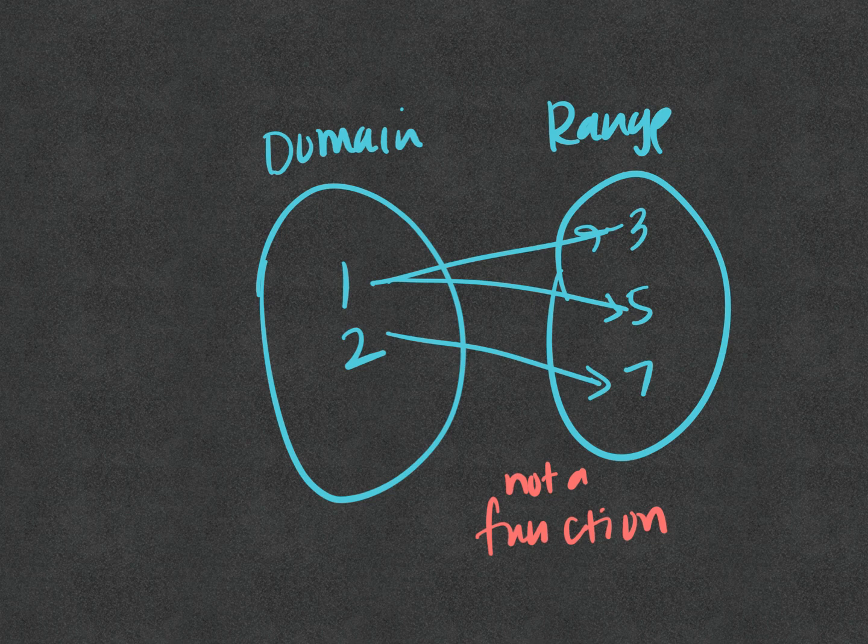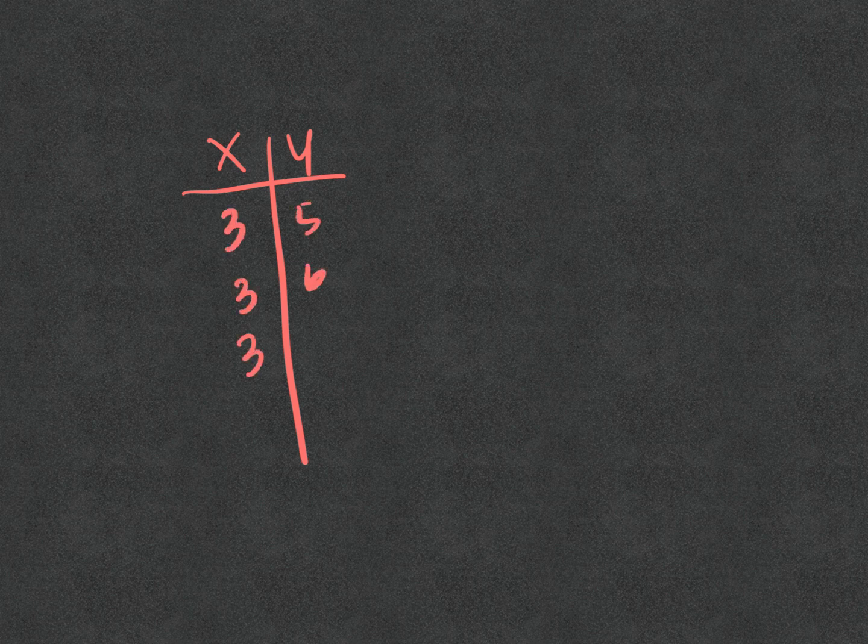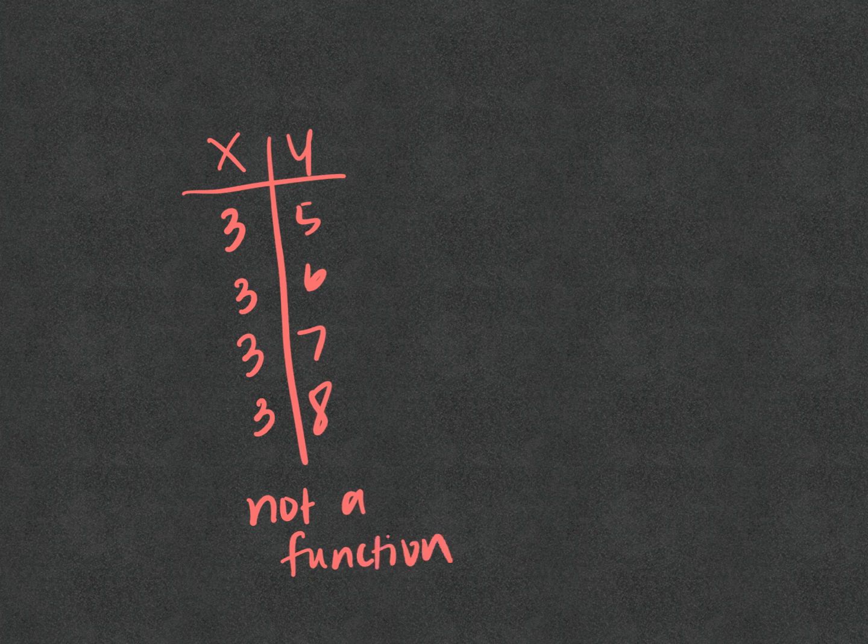Let's look at a table. When you look at a table, it's about the same thing. Let's say we have the points (3, 5), (3, 6), (3, 7), (3, 8). Is this a function? This one is not a function because all the x values are 3. If we were to look at a graph, they would go right up, a dot at 3, 5, 6, 7, 8. You can see it happening.